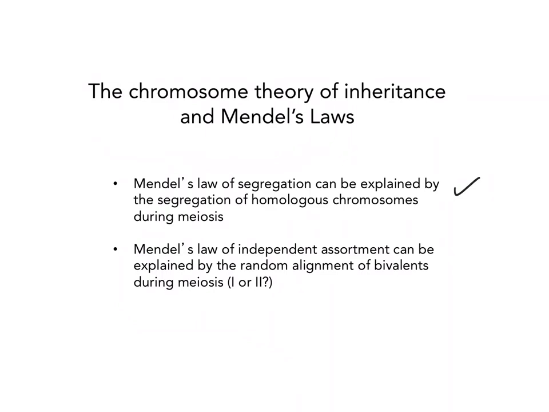Now, Mendel's law of independent assortment also comes into play here, and that can be explained by the observation of the random alignment of bivalents during meiosis. I would ask you to think about whether that's meiosis 1 or 2. To determine that, you have to remember when bivalents actually occur and know what bivalents are.